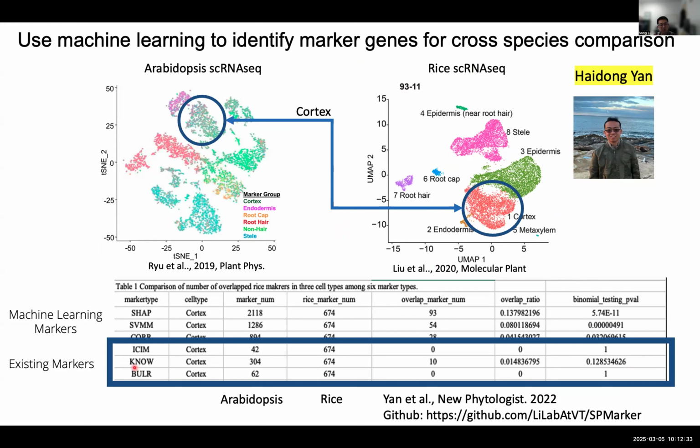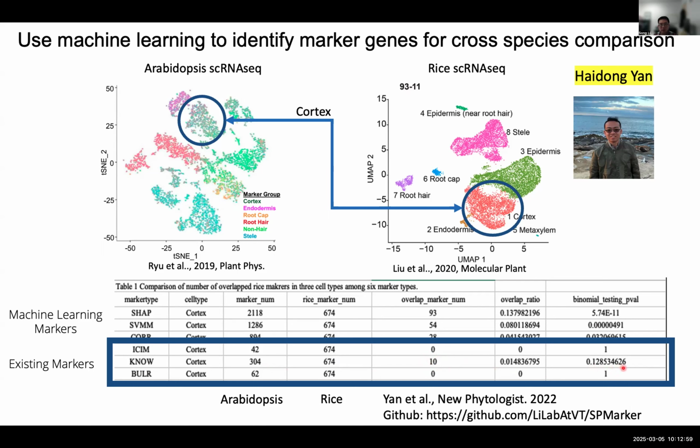What we find out is that if you look at this row, the known markers in cortex have 300 plus in Arabidopsis, 600, close to 700 in rice, but there's only 10 overlap between these two. Some people are okay if there's some really significant cortex markers that are biologically conserved. People are okay with this 10, but then if you do a statistical test, the p-value is not significant.